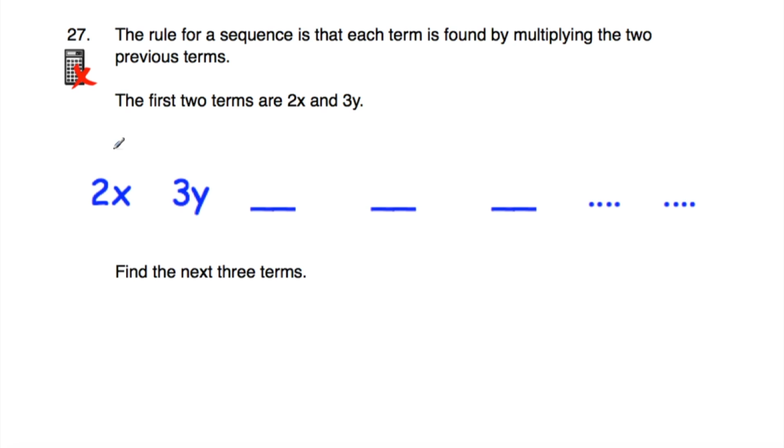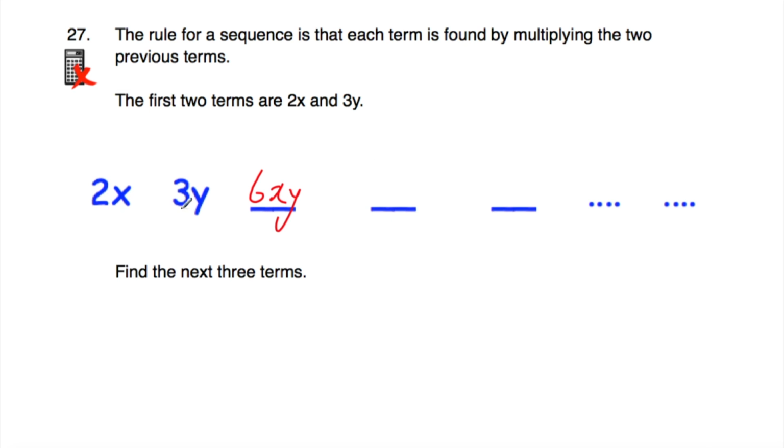And we're told the first two terms are 2x and 3y. So let's find the next three terms. To find this term, we're going to multiply these two together. So 2 times 3 is equal to 6, and then we've got x times y, that's xy. So 2x times 3y is 6xy.